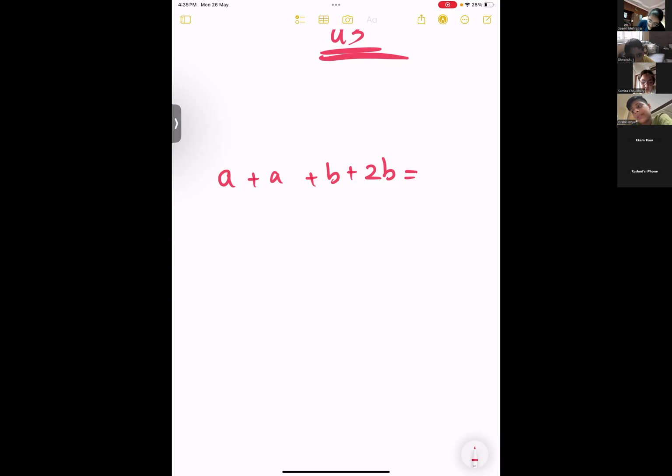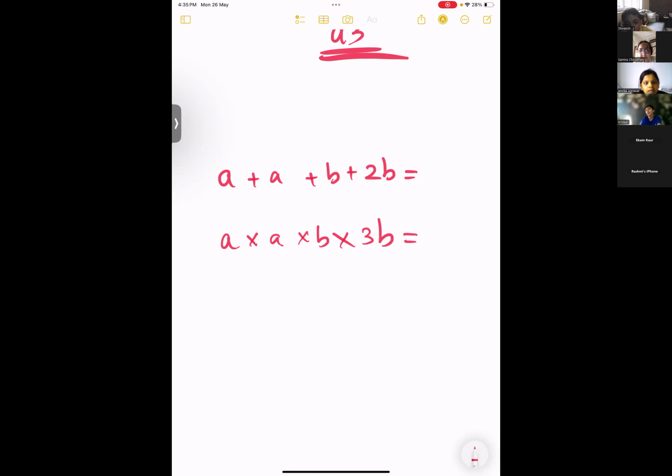Okay, now to this one. Ma'am, 4a. Wait, sorry. 2a, 2a ke beech mein kaun sa symbol hai? Plus. 2a plus 3b. Because we have a b and a 2b here. So 2b plus 1b is 3b. Correct?